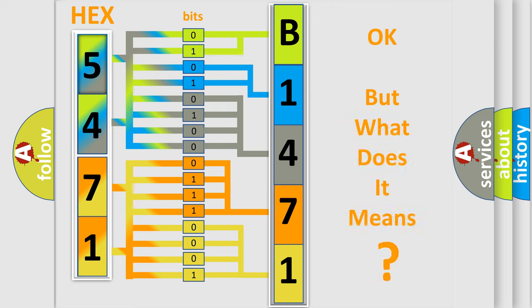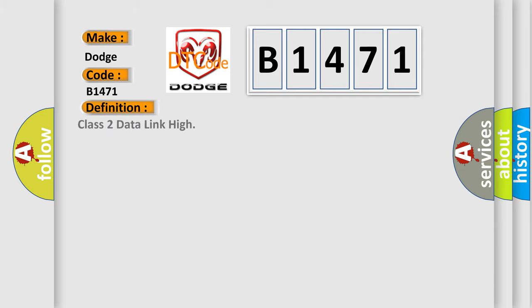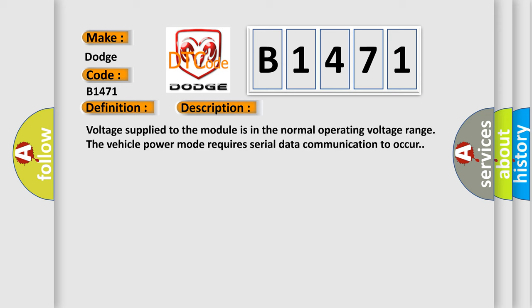The number itself does not make sense to us if we cannot assign information to what it actually expresses. So, what does the diagnostic trouble code B1471 interpret specifically for Dodge car manufacturers? The basic definition is class 2 data link high. And now this is a short description of this DTC code.